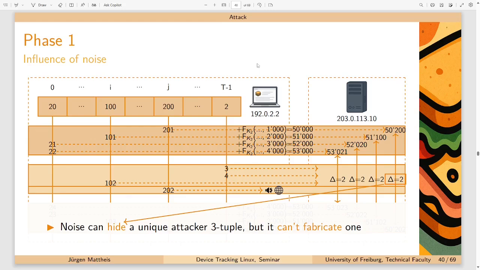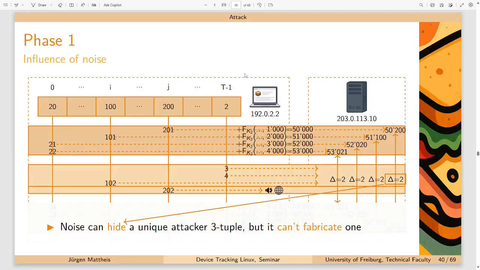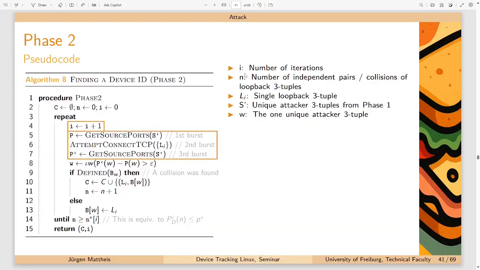And over time, as you know, this TCP source port selection has the goal to not take the same TCP source port all the time. So at some time it will be free again, and this source port can get a unique attacker free tuple assigned.